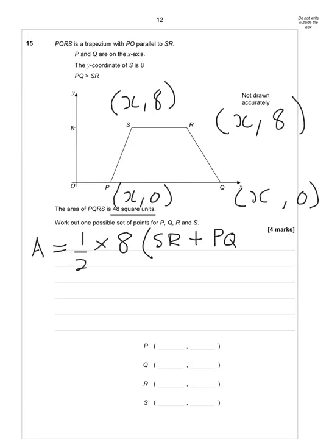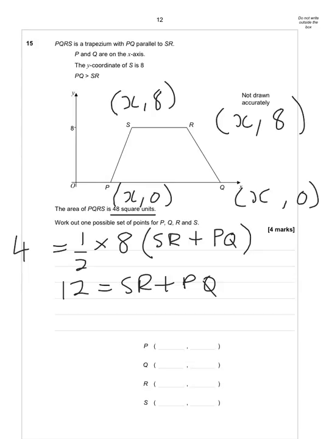So I'm going to say now that I'm going to rub out this value of A here, and I'm going to say, well, I know that that is 48. So I'm going to take the divide by 2 to the other side. This is going to come to this side, become a times by 2. This is going to come to this side and become a divide by 2. So at the end of the day, if I move all of those numbers over, I'm going to end up with 12 equals SR plus PQ.